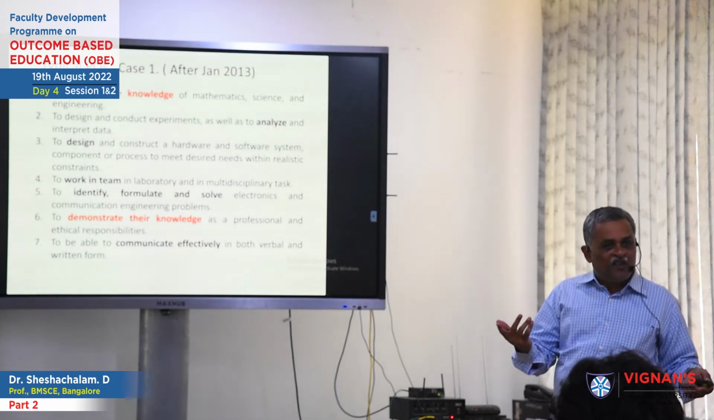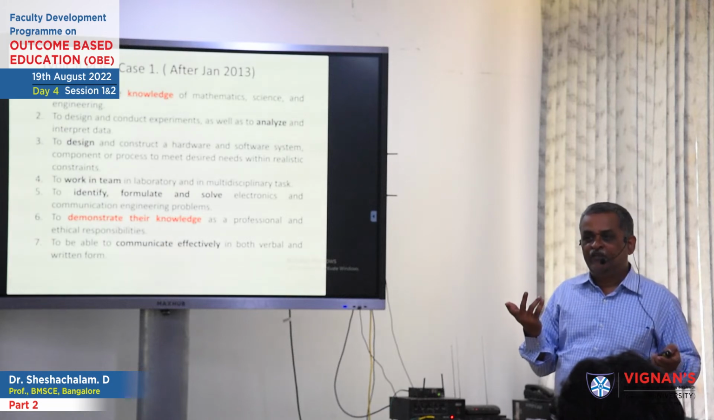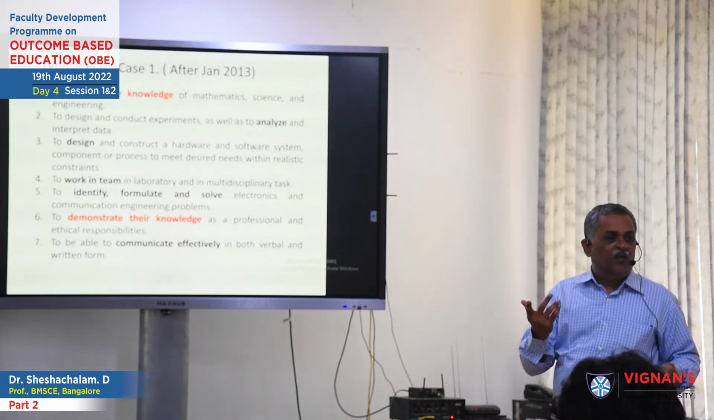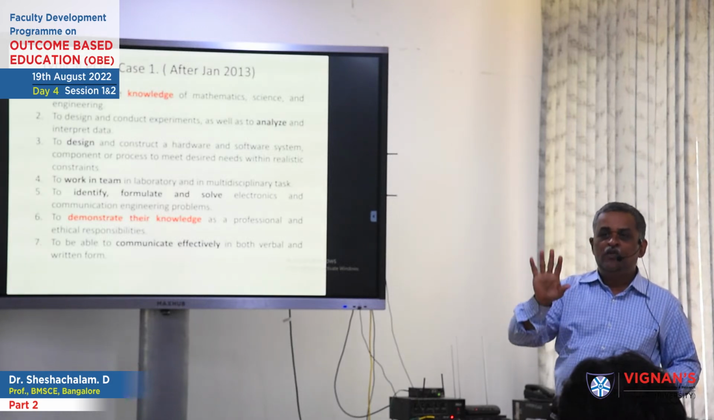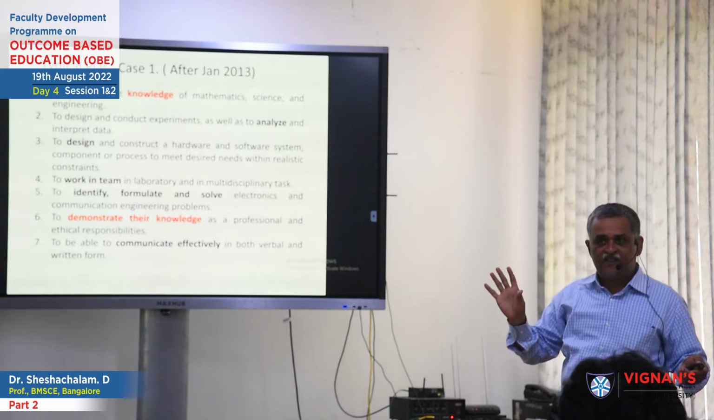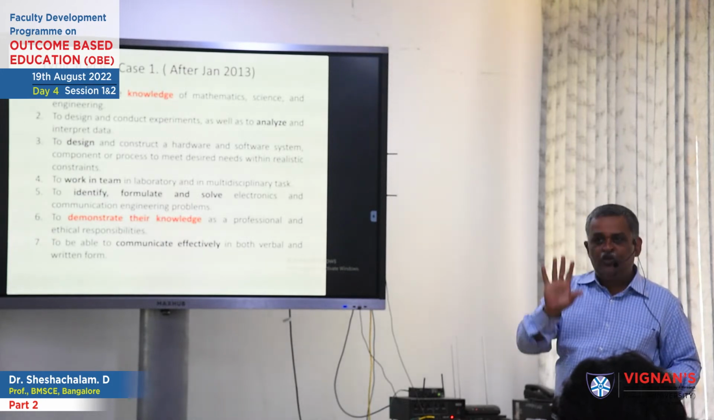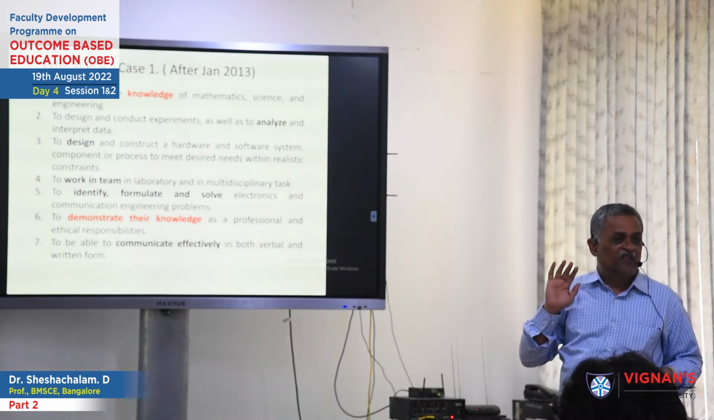Understanding? So first, everybody tried to interpret in their own way. What was the guideline given by NBA? Cover 12 graduate attributes, write some small articulations, not too big sentences. All 12 should be covered, that's all. Then that freedom was like this.